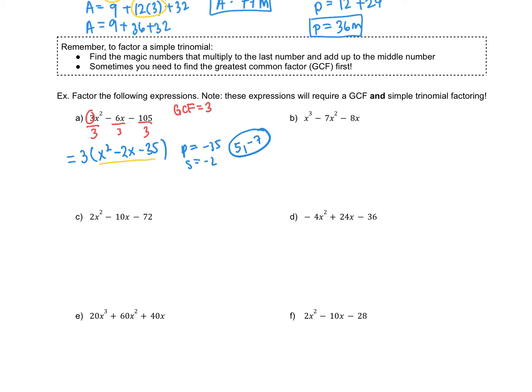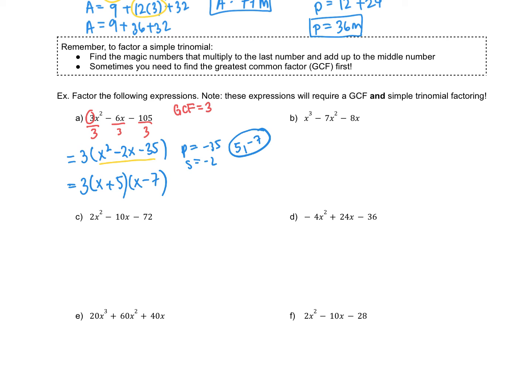So that's perfect. So I'm going to write the greatest common factor. It can't disappear. And then remember, for a simple trinomial, we're just going to write the brackets, each starting with an x. So x plus the 5, and then x minus the 7 for those magic numbers. And there it is. You're combining both factoring methods together.